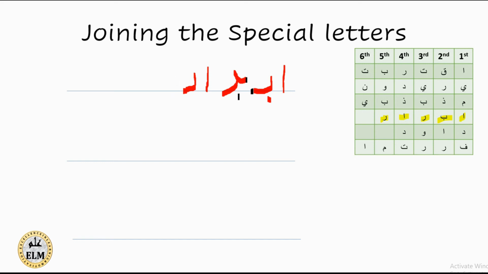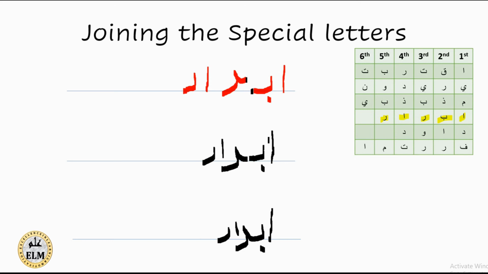Let's bring these joining points in one line. Alif, ba, and bring the joining point here, and then alif, and then ra. Now let's copy it here and write the word properly. Alif, ba, and then ra, and then alif, and then ra. Abrar.